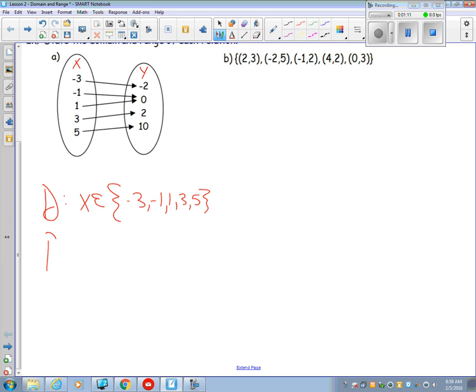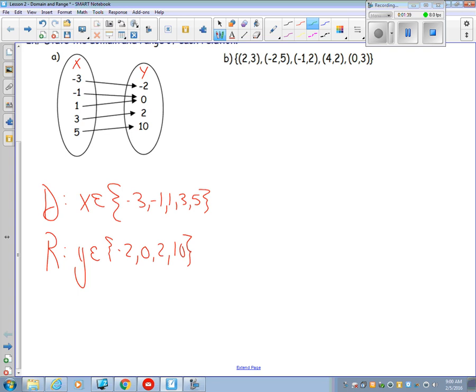When it comes to our range, we can do the same thing. It's going to be y this time. Which ones do we know for sure in this graph? Well, -2, 0, 2, and 10. With mapping diagrams, we make a list. If you can, put the list in smallest to largest to make your life a little bit easier, but that's not absolutely necessary.